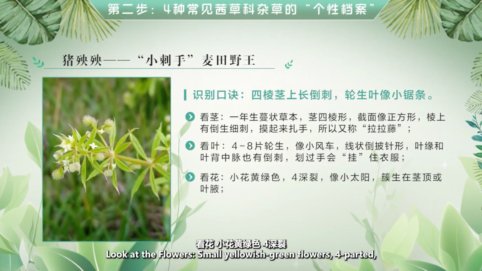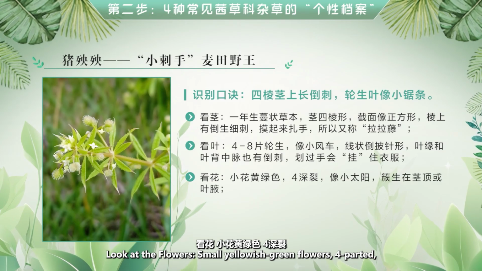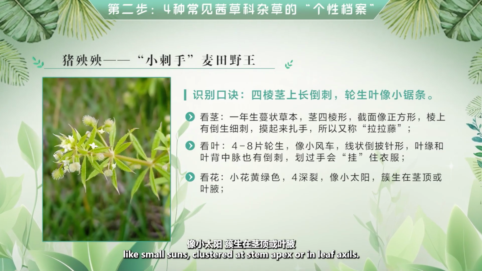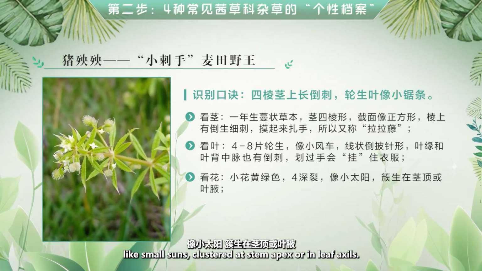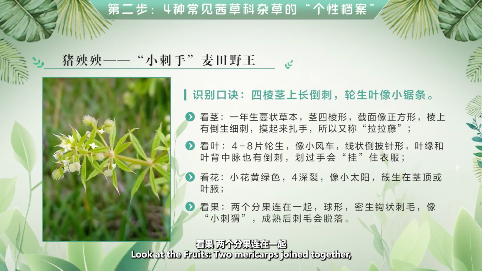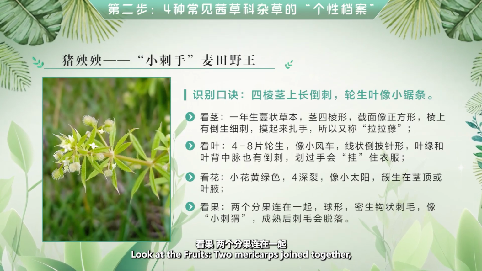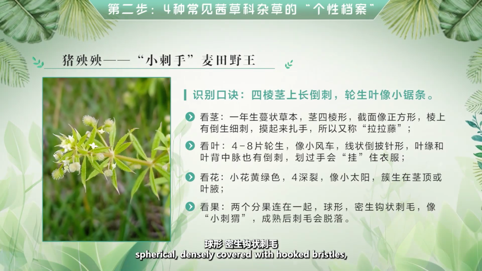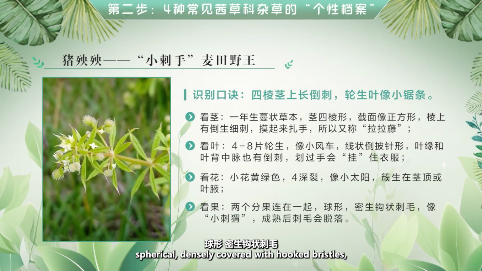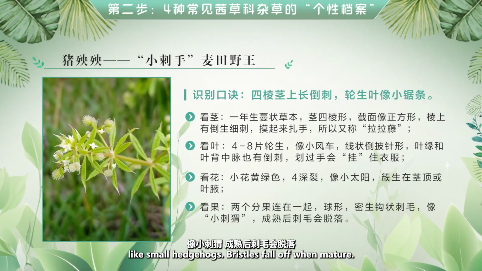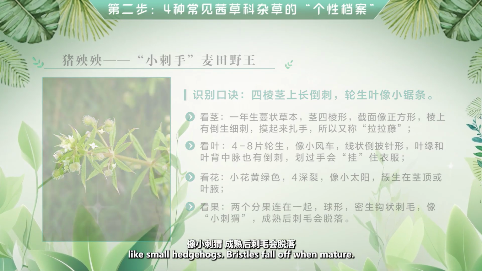Look at the flowers. Small yellowish-green flowers, four-parted, like small suns, clustered at stem apex, or in leaf axils. Look at the fruits. Two merocarps joined together, spherical, densely covered with hooked bristles, like small hedgehogs. Bristles fall off when mature.